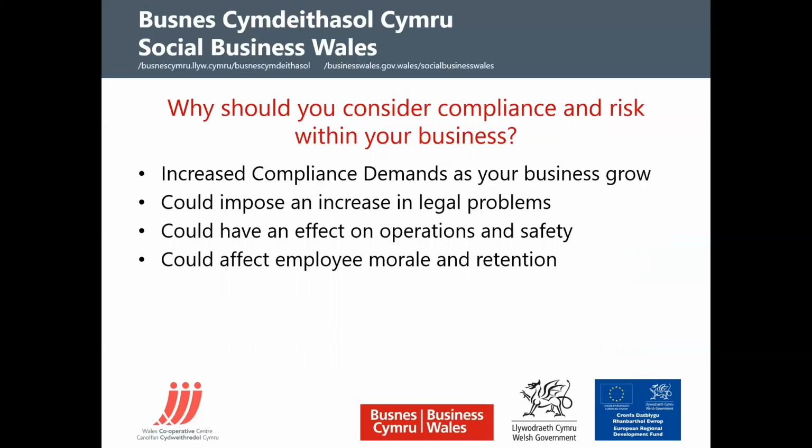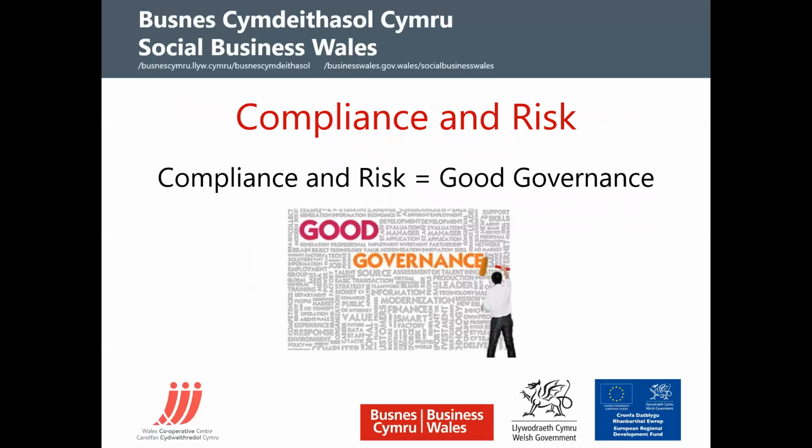So why should you consider compliance and risk within your business? Increased compliance demands as your business grows. It could impose an increase in legal problems, but it could also have an effect on operations and safety, and it could affect employee morale and retention. So compliance and risk equals good governance. So as a social enterprise, you will have memorandum and articles of association that are designed in such a way that it promotes good governance, ensuring that you are compliant and that you are mitigating all risks within your business.